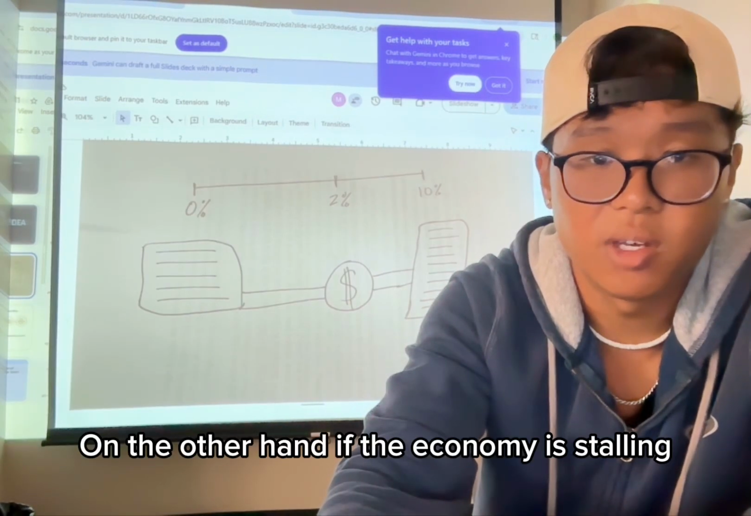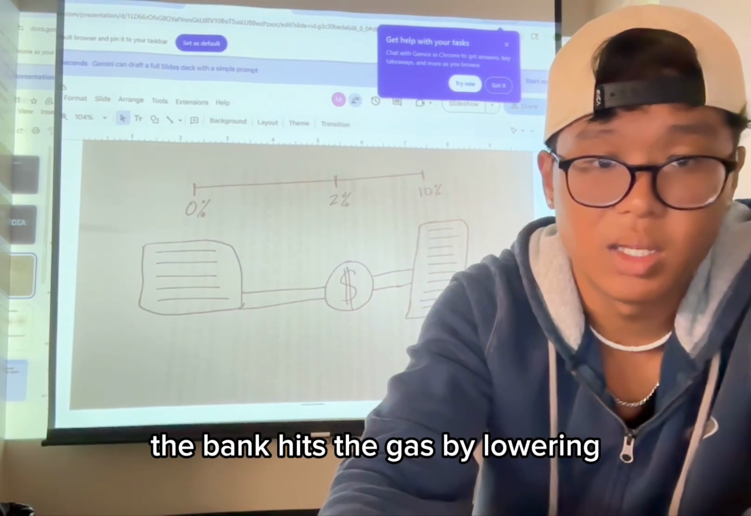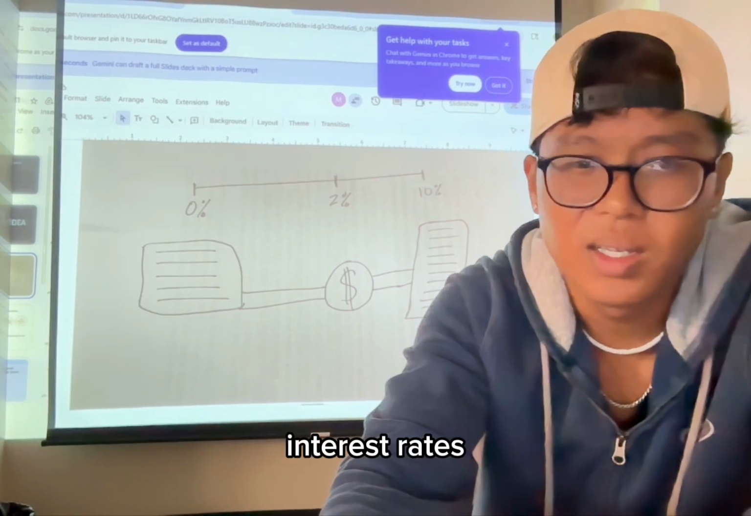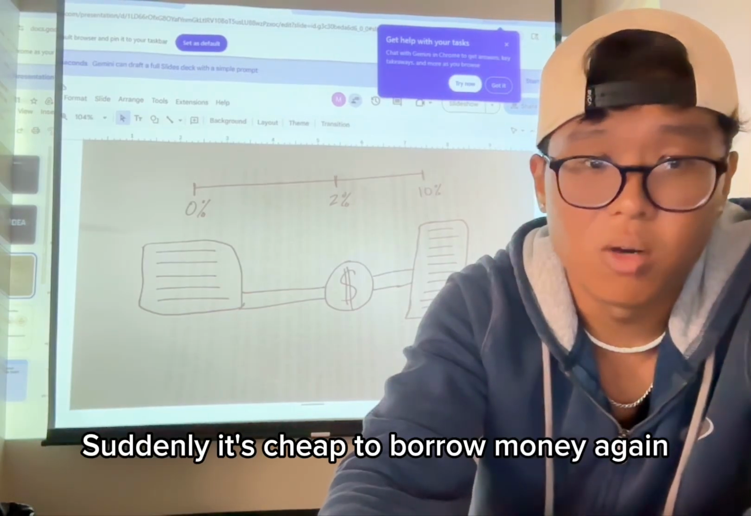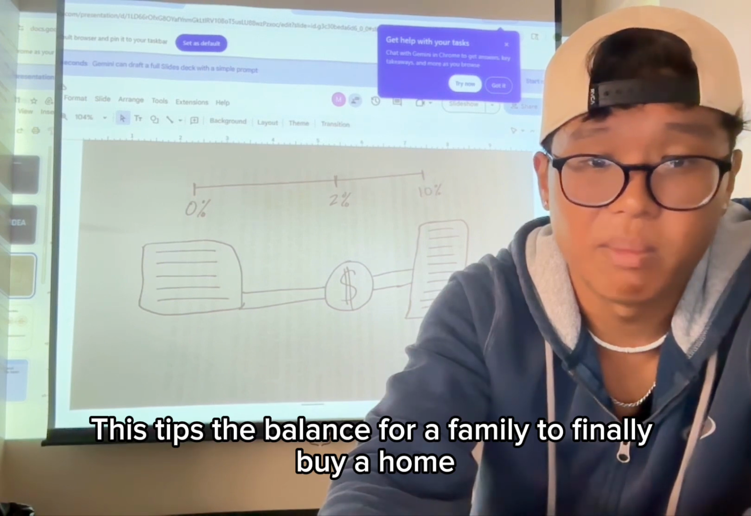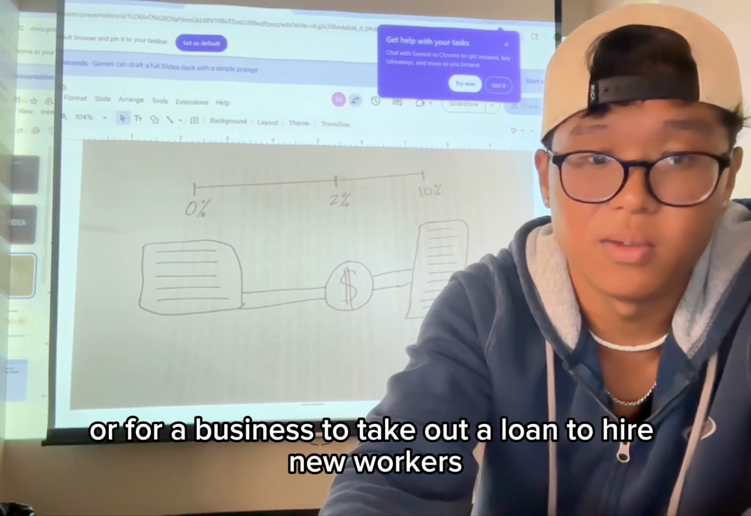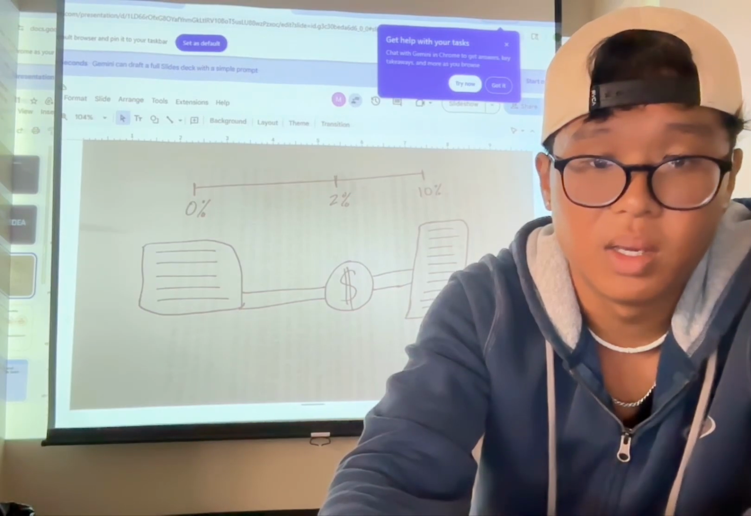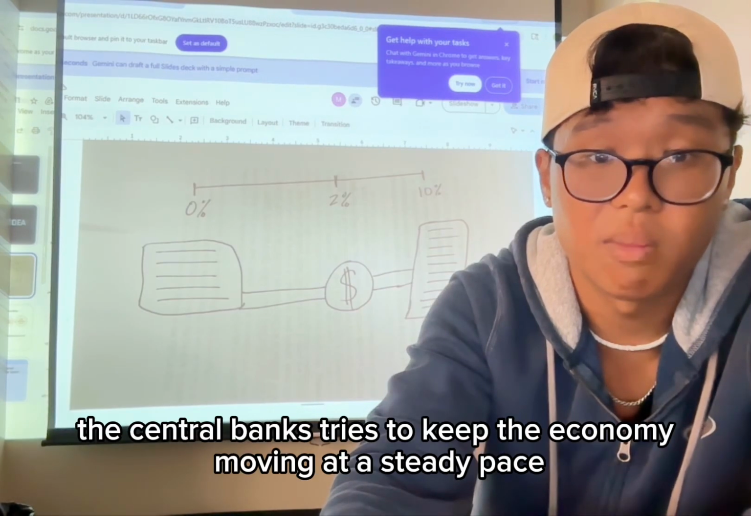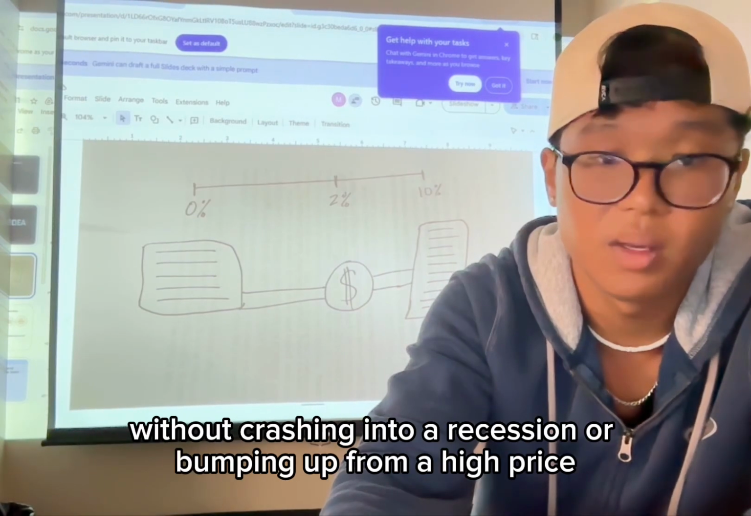On the other hand, if the economy is stalling, businesses are closing, and people are losing their jobs, the bank hits the gas by lowering interest rates. Suddenly, it's cheap to borrow money again. This tips the balance for a family to finally buy a home or for a business to take out a loan to hire new workers. By tapping the right pedal at the right time, the central bank tries to keep the economy moving at a steady pace without crashing into a recession or bumping up into high prices.